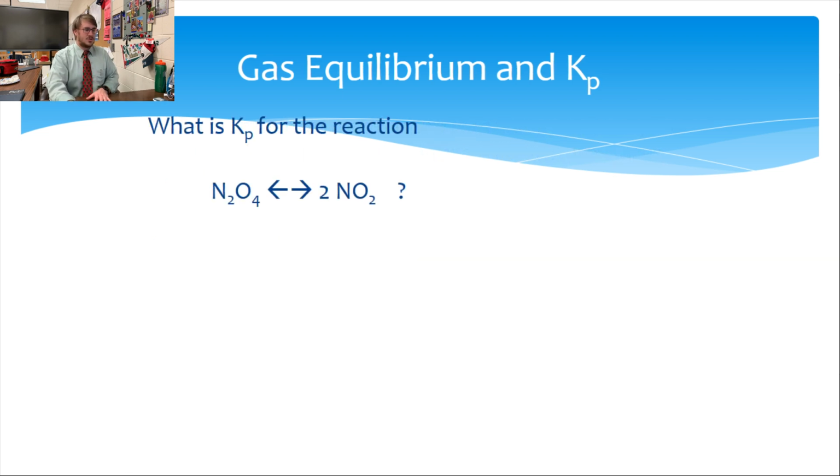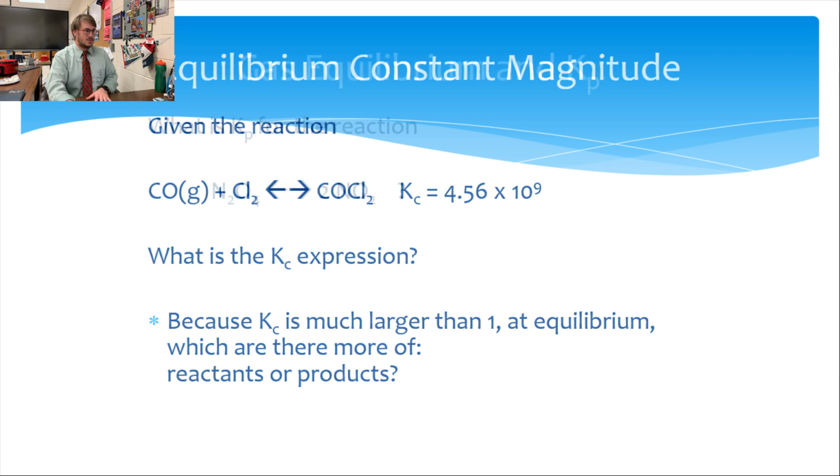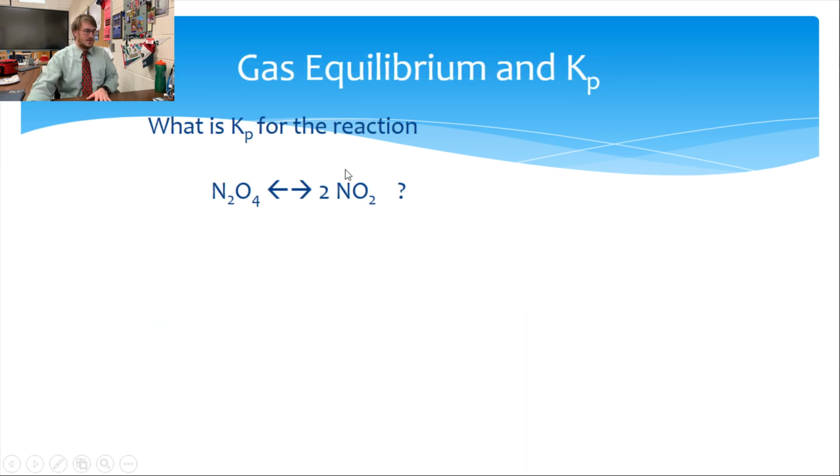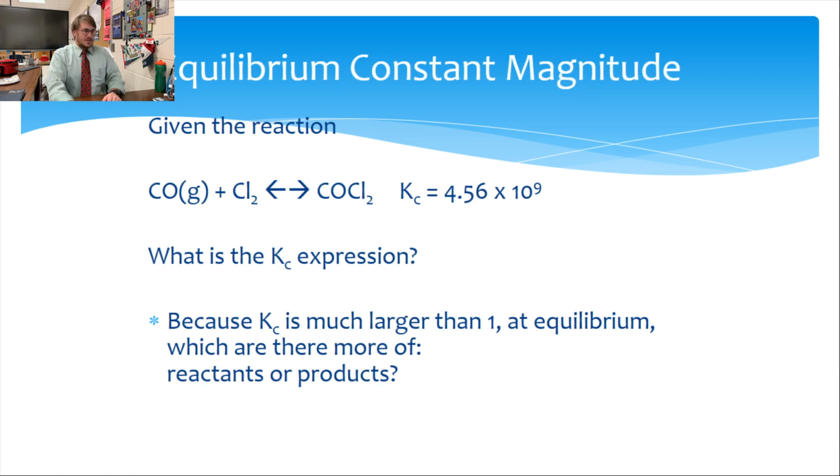So what's the Kp for these two gases? Can you do it? It would be [NO2] raised to the 2 over [N2O4] raised to nothing. It's just a simple division problem. All right, what's the Kc for this value? In this case, they're giving us the Kc expression, which would just be [COCl2] over [CO] times [Cl2], no exponents because no coefficients, and that would be set equal to 4.56 times 10 to the 9.